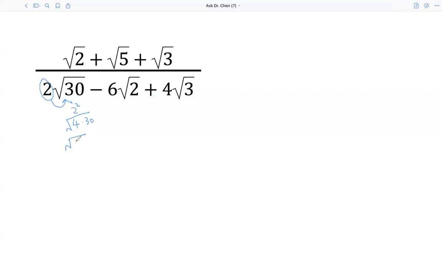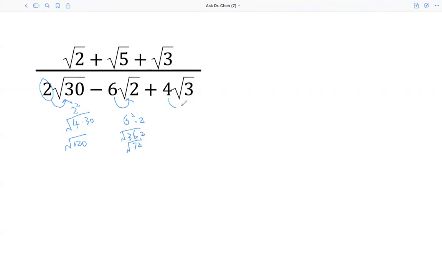Okay, let's just write down square root of 120. Then let's see this one. 6 we can push inside. That becomes 6 squared times 2. 6 squared is 36, and 36 times 2 is 72. So square root of 72.